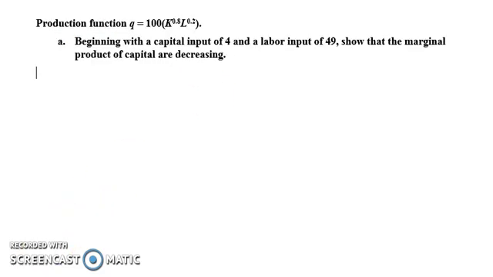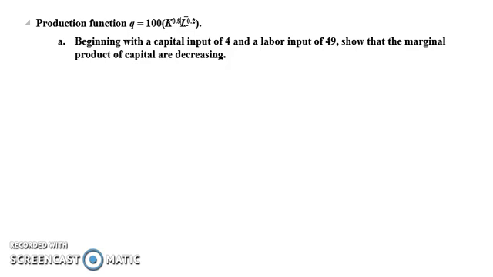Okay, last question. We have our production function, which is the quantity produced is explained by the following function: 100 times K to the power of 0.8 and labor to the power of 0.2. So the question is, we begin with a capital input of 4, so K is 4, and labor is 49, so L is 49. Show that the marginal product of capital is decreasing.